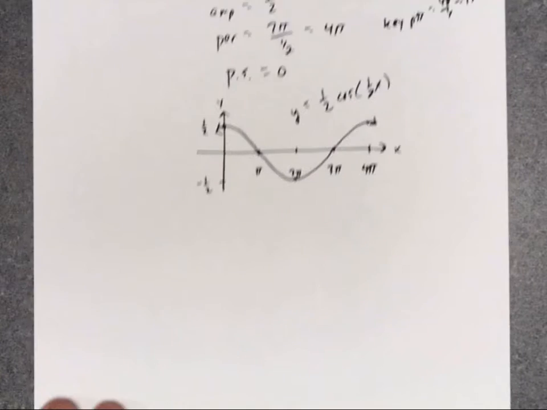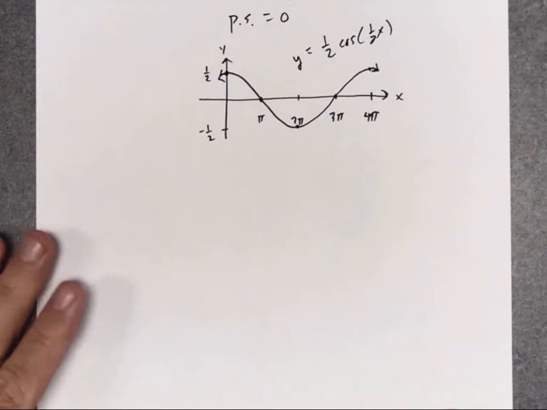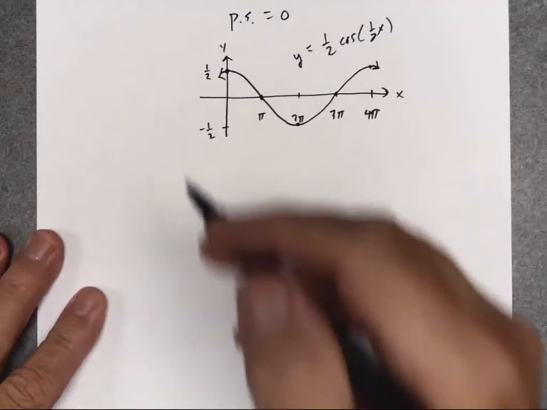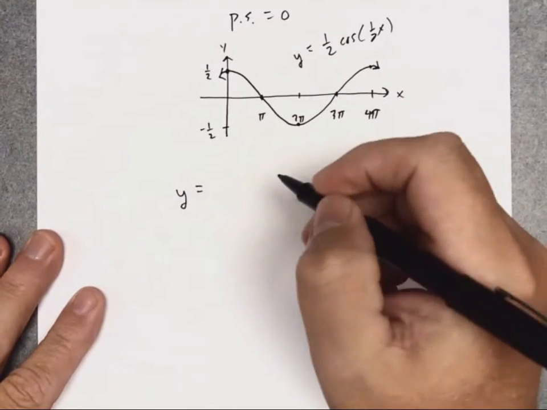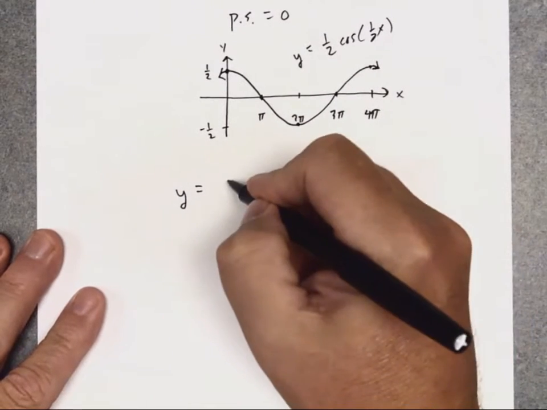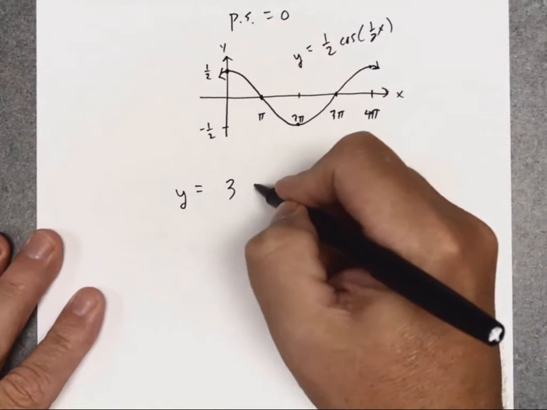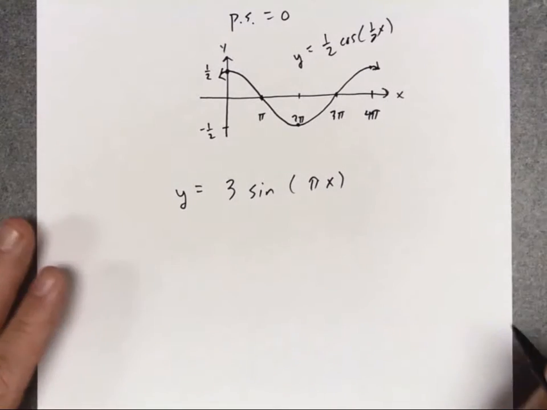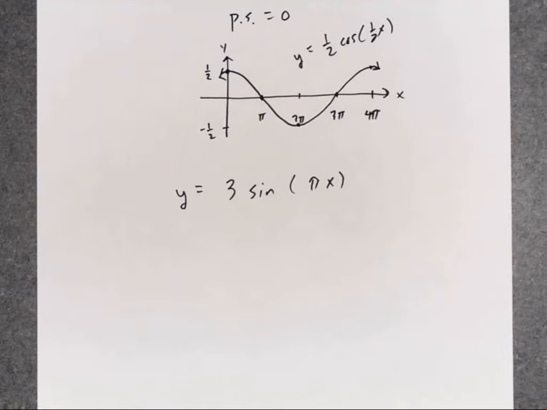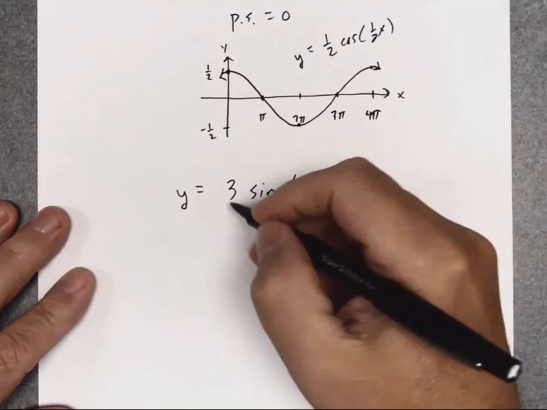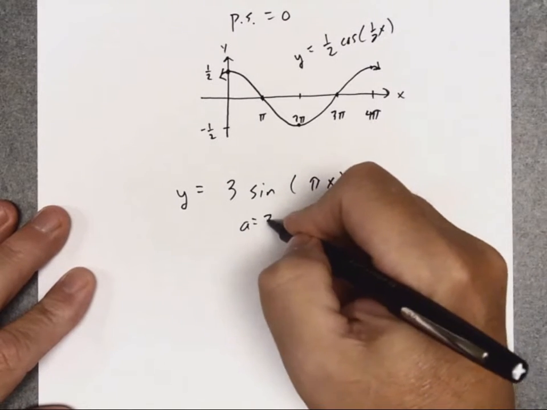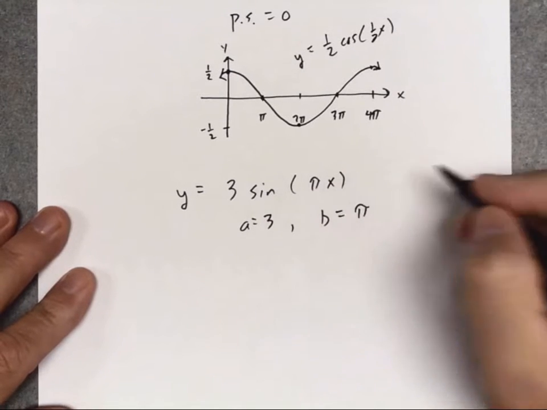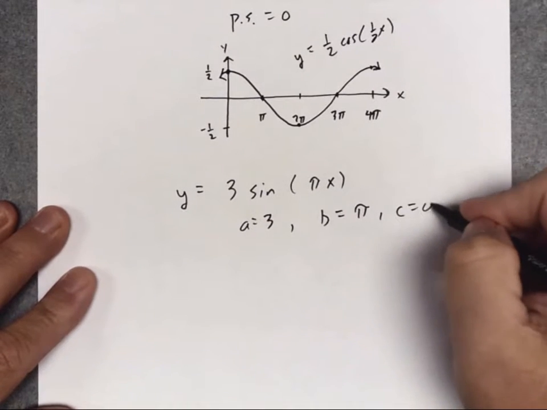Let me do one more, and then we'll do some phase shifts. So far, none of these have had any phase shifts. So let me do one more that you'll sometimes see in the homework. This one's going to be a little different. Y equals 3 sine of pi x. Once again, pi is just a number. So my A is going to be 3. The B is going to be pi, because the B is whatever's in front of the x. And C is 0.